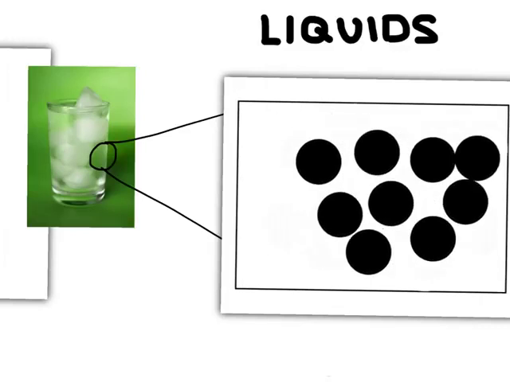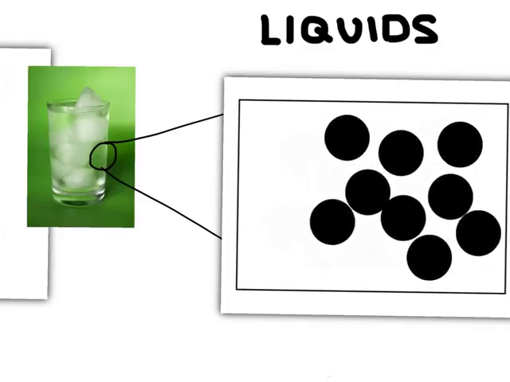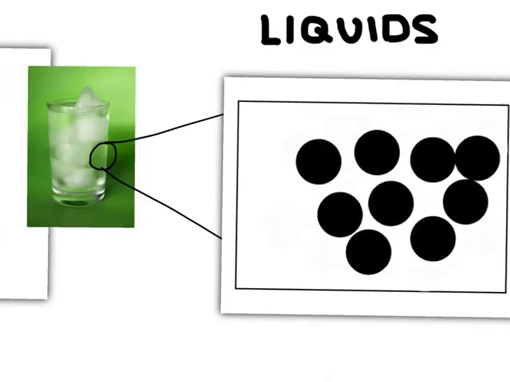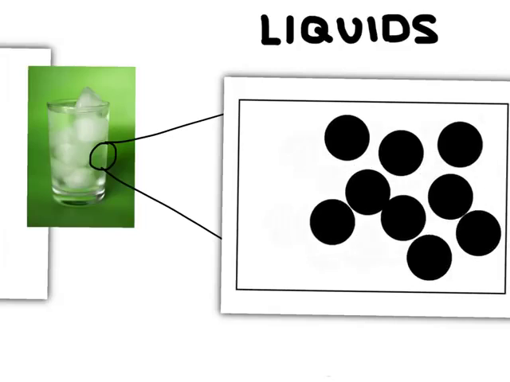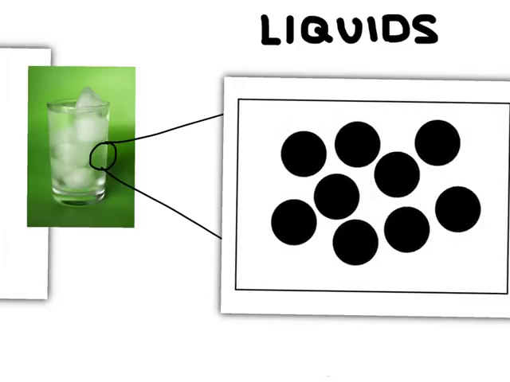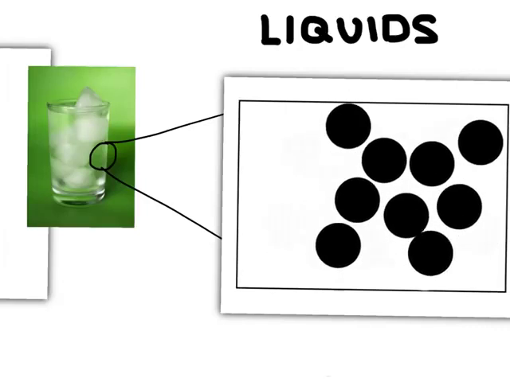Now, they are randomly moving, so they don't have that nice ordered pattern, but they're not moving fast enough to break those attractive forces. They have the ability to flow past one another, and liquids are not going to have a definite shape, and so they're going to conform to the shape of the container that they're put into.